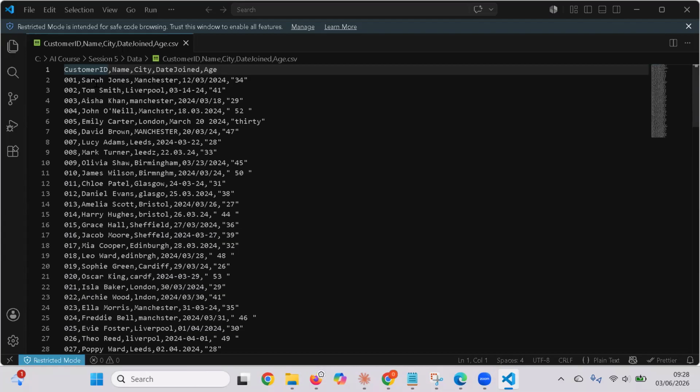Why this whole line here? 01, Sarah Jones, Manchester, 12th, 2024, age 34. This is a row.